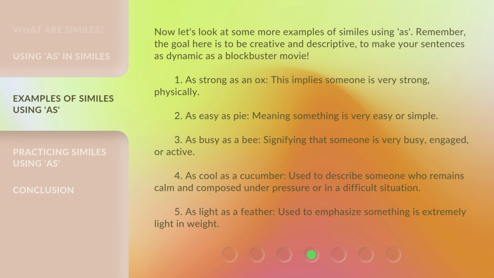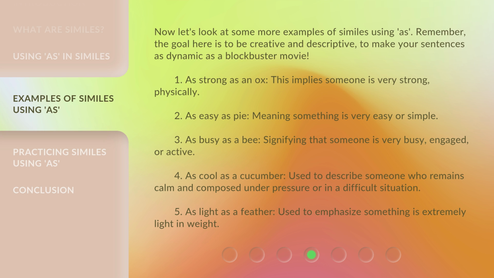Now let's look at some more examples of similes using as. Remember, the goal here is to be creative and descriptive, to make your sentences as dynamic as a blockbuster movie. 1. As strong as an ox. This implies someone is very strong, physically. 2. As easy as pie, meaning something is very easy or simple.